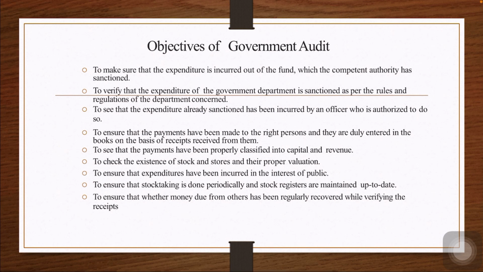Next, to ensure that the expenditure have been incurred in the interest of public. So untuk government level, segala perbelanjaan perlulah dilakukan untuk bertujuan untuk rakyat lah. Untuk kesejahteraan rakyat, untuk kesenangan rakyat. Next, to ensure that stock taking is done periodically and stock register are maintained up to date. And last but not least, to make sure that whether the money due from others has been regularly recovered while verifying the receipt. So itu adalah objective government audit.